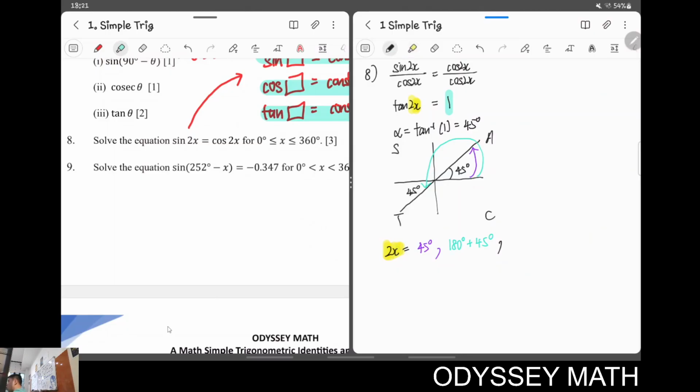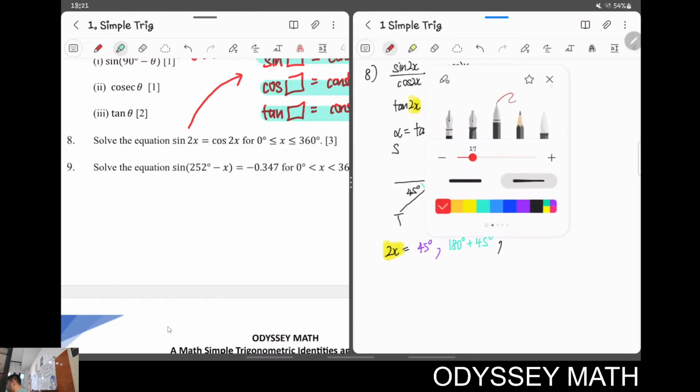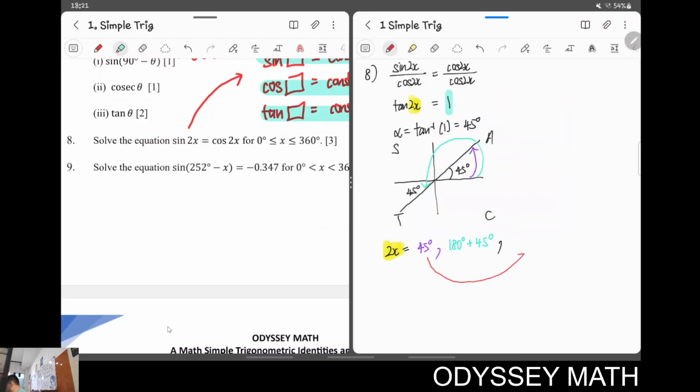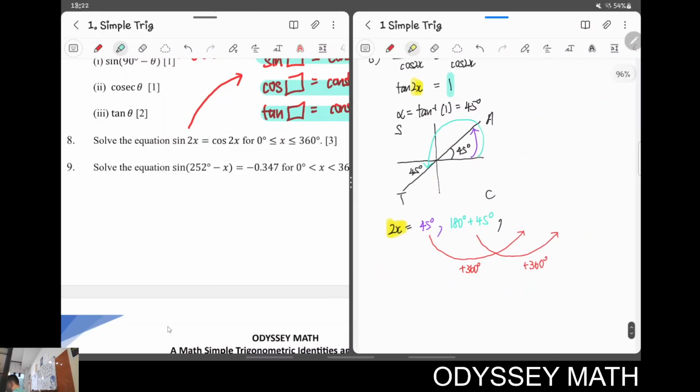So this is the part where you actually do my method. So you add 360 degrees forward. Only at this level highlighted here, 2x. What I'm trying to say is some students, they divide by 2 already. So this is the wrong method. Some students, they divide by 2 already, right?